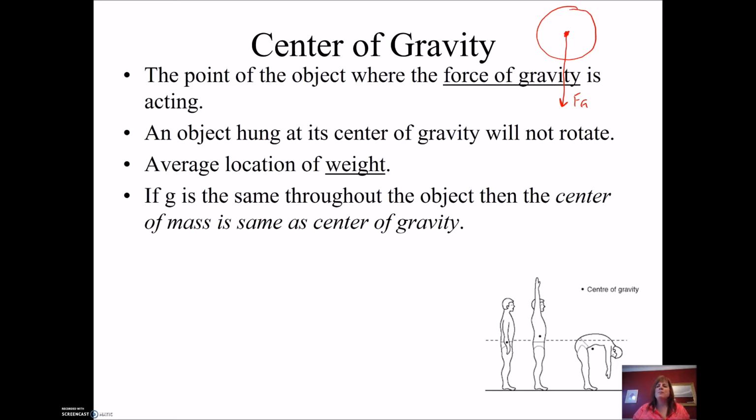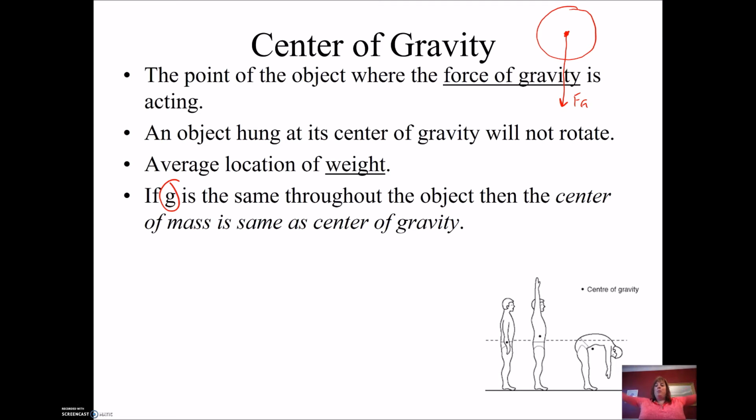Now, what's the difference between center of gravity and center of mass? I mean, besides the fact that center of mass is the average location of mass and center of gravity is the average location of weight. Well, they're really not different, at least in terms of their location, as long as the acceleration due to gravity, g, is the same throughout the object. Then the center of mass is the same as the center of gravity. It's the same location.